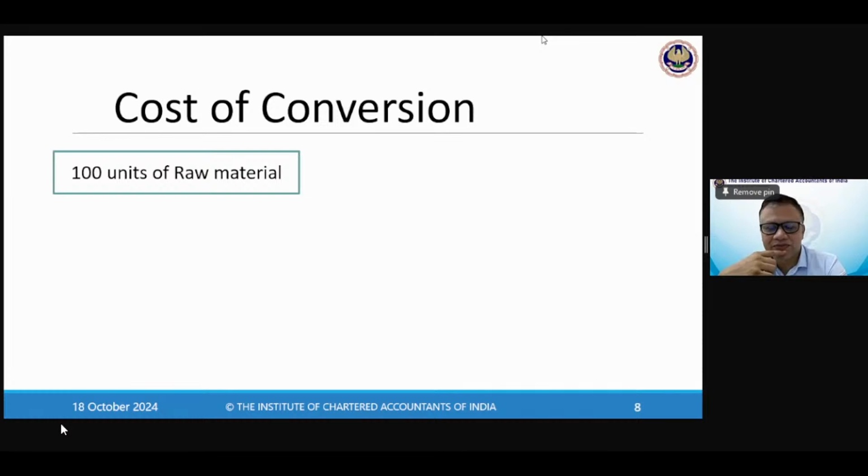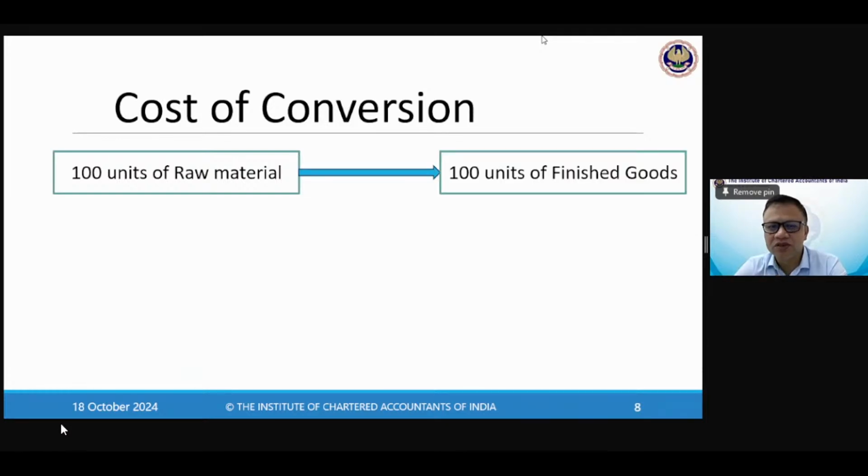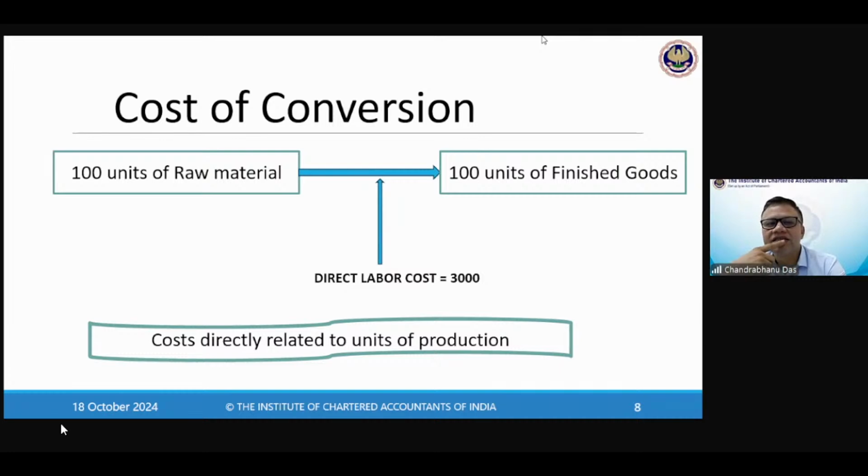Cost of conversion. Normally in the manufacturing sector, raw material gets converted to finished goods. So 100 units of raw material will be converted into 100 units of finished goods. In that condition, suppose some direct labor is involved. All the direct costs which are directly attributable to this product are added here. So the direct labor cost of 3,000, which is directly related to units of production, is your cost of conversion.